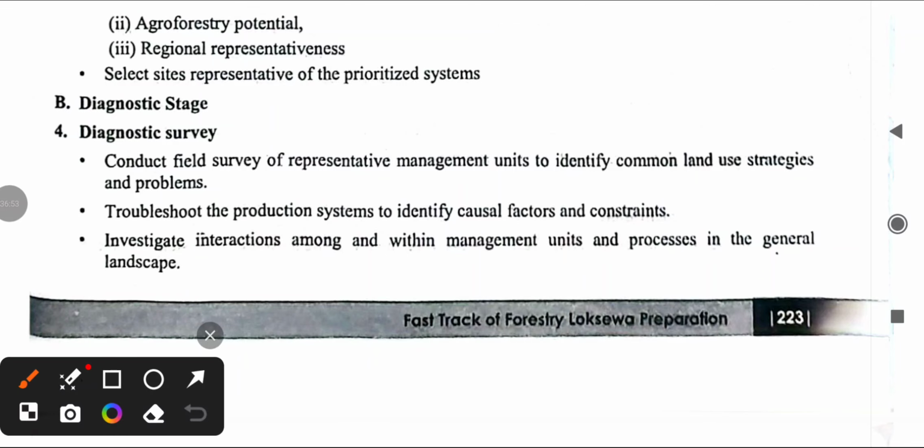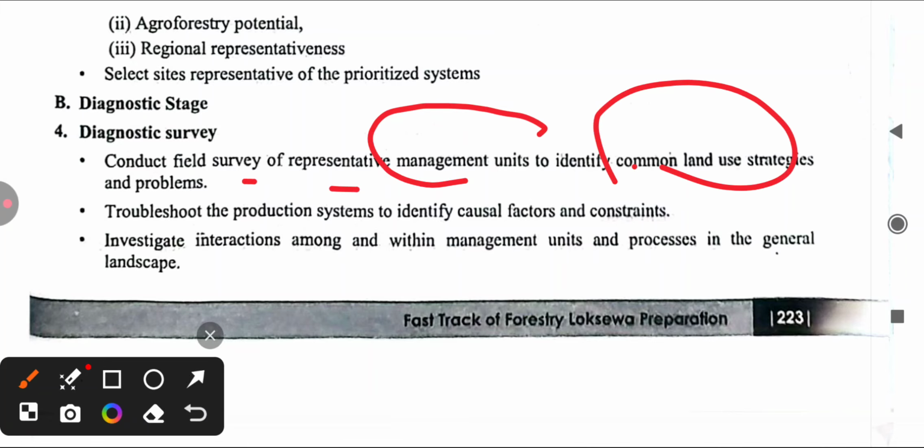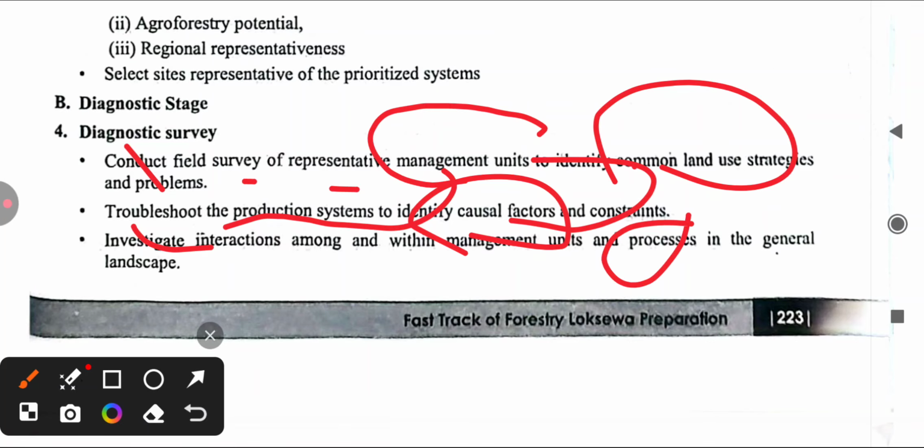Diagnostic stage, diagnostic survey: conduct field survey of representative management unit for identifying common land use strategy and problems, troubleshoot the production system to identify causal factor and constraint, investigate interaction among and within management unit and process in the general land use.